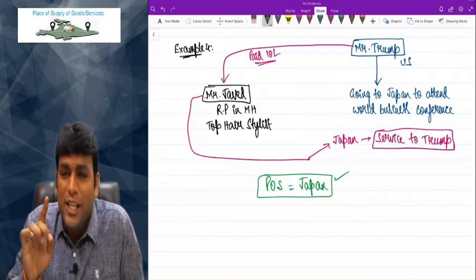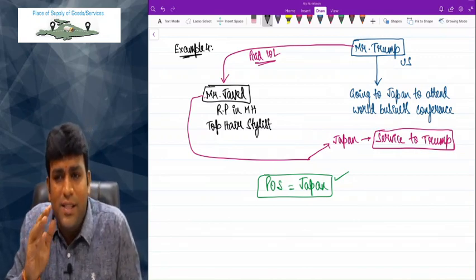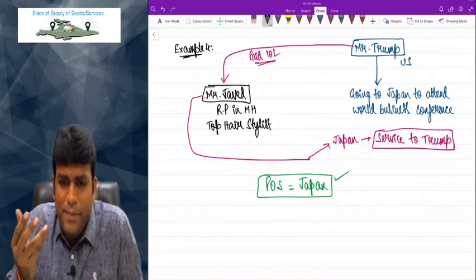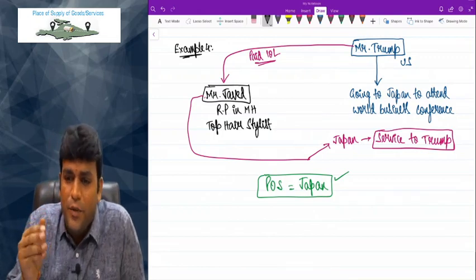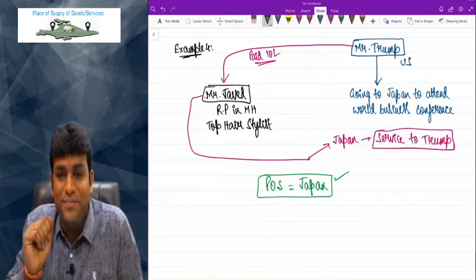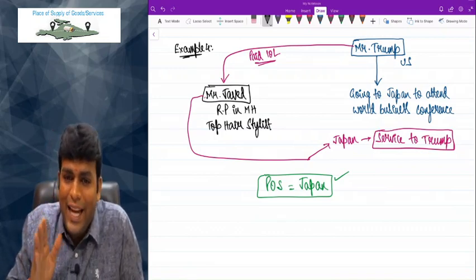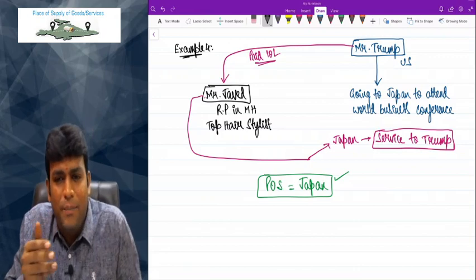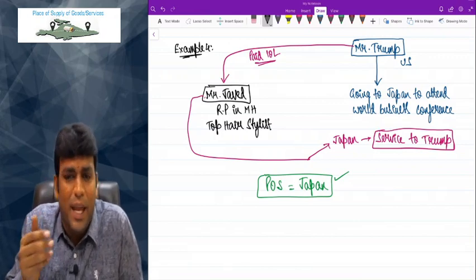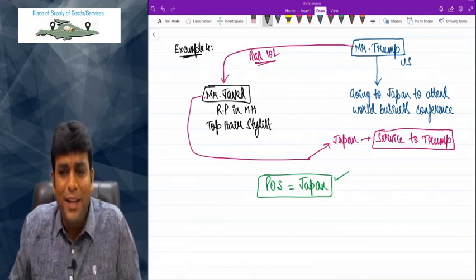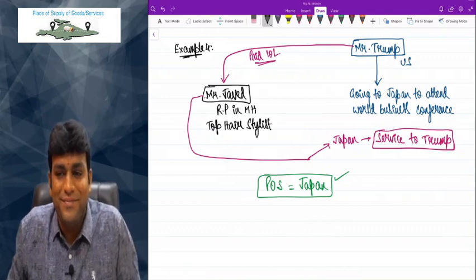That is why in this 4th example, even though Javed is in Maharashtra, Trump is basically from US, still the answer for place of supply became Japan. Because place of supply will be the place where services are actually performed. And they're actually performed in Japan. That is why answer became Japan. No second thought about it.